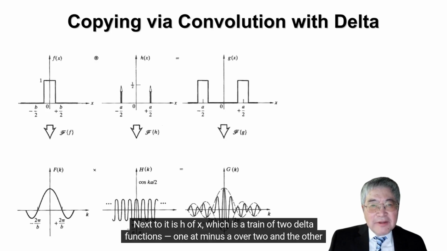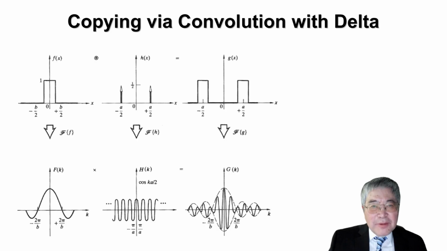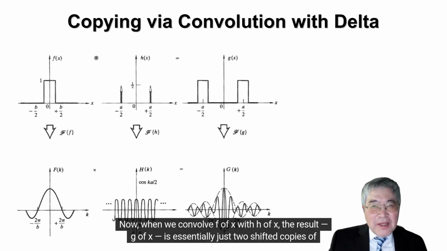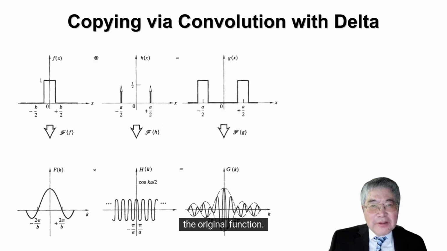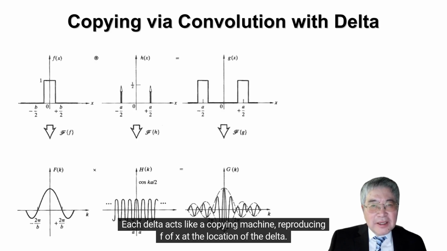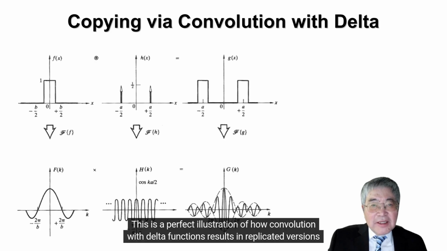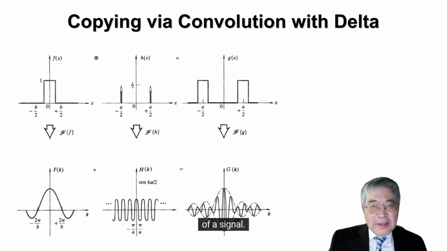Next to it is h of x, which is a train of two delta functions, one at minus a over 2 and the other at plus a over 2. Their amplitudes are scaled by 1/2. Now, when we convolve f of x with h of x, the result, g of x, is essentially just two shifted copies of the original function. Each delta acts like a copying machine, reproducing f of x at the location of the delta. This is a perfect illustration of how convolution with delta functions results in replicated versions of a signal.